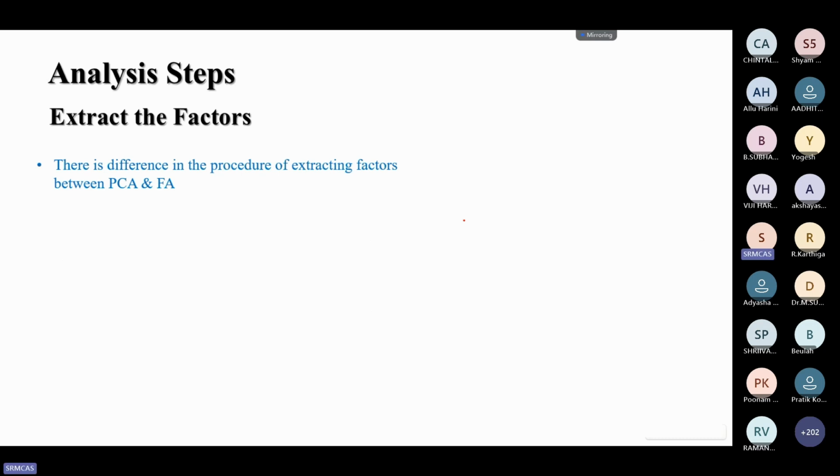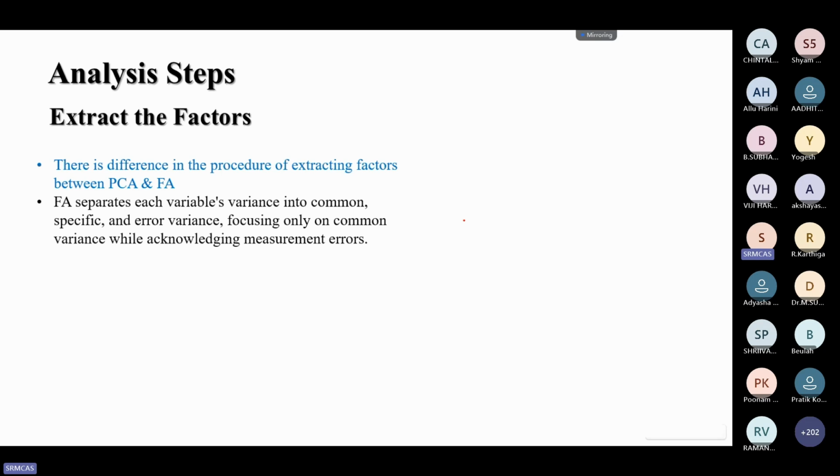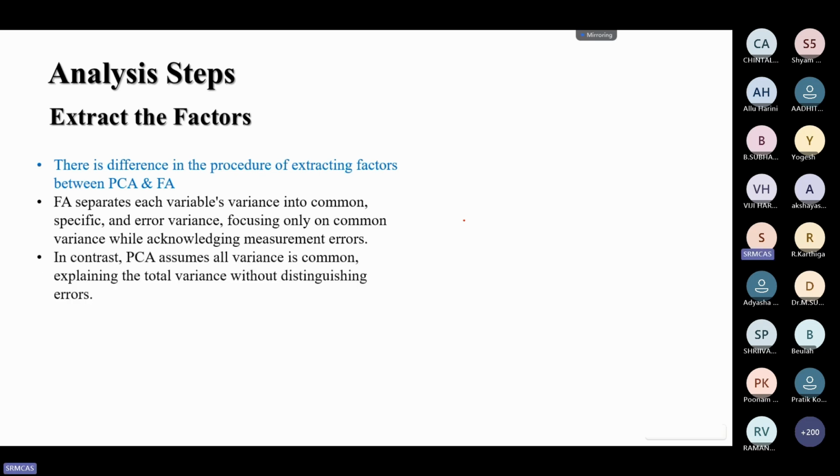So how to extract the factors? There is a difference in the procedure of extracting factors between PCA and FA. FA separates each variable's variance into common, specific, and error variance, and uses the common variance only for identifying the factors. Whereas PCA assumes all variance is common. It will not separate any unique variance and error variance. It will take all of the variance as common total variance.